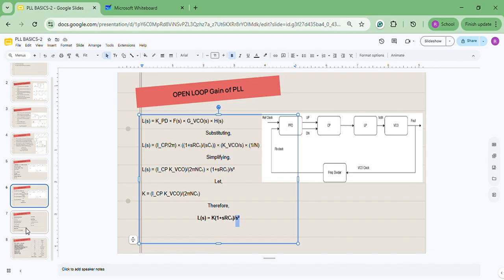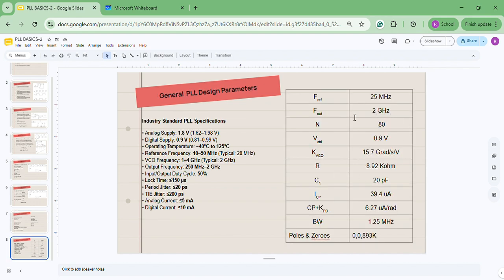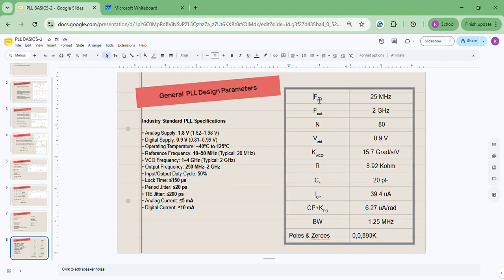So finally, we got all the design parameter values which are needed for designing a PLL. Now we'll summarize. We are designing a PLL for 2 gigahertz of output frequency. I have summarized all our calculated values here in the table. We have assumed the reference frequency, or input frequency, is 25 megahertz, and we are designing a PLL for 2 GHz, from which we got 80 as the division ratio.